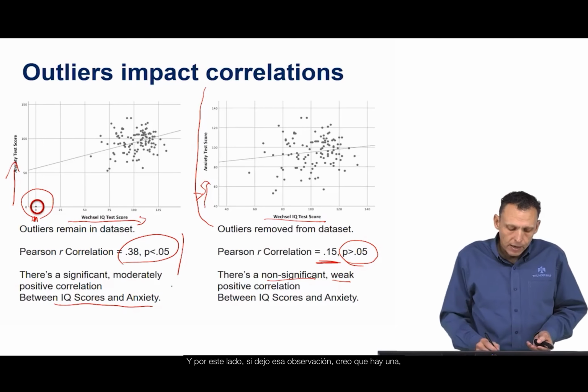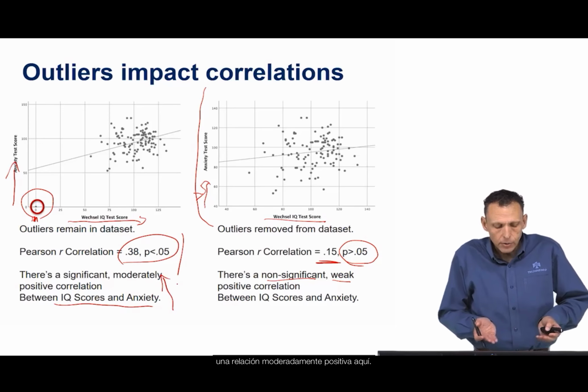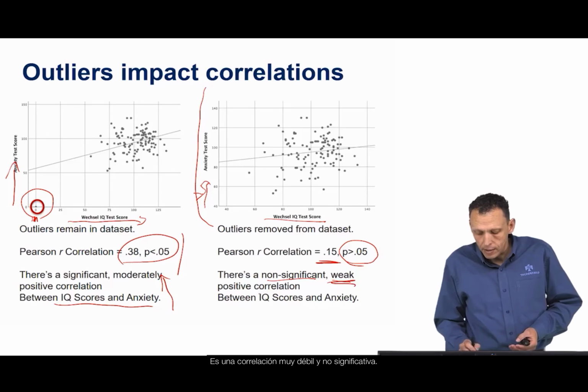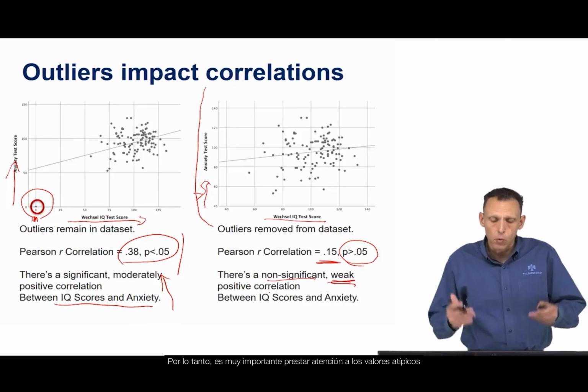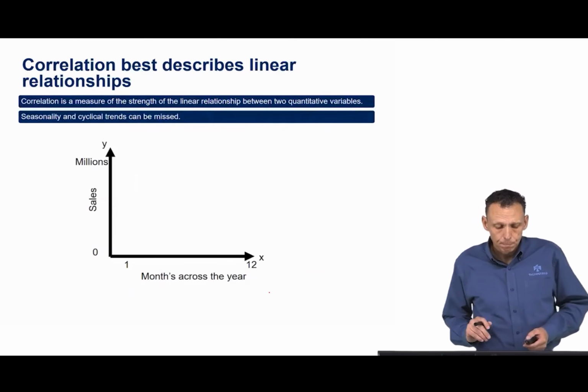And on this side, if I leave that observation in, I think that there's a moderately positive relationship. Over here, it's a very weak and non-significant correlation. So it's very important to pay attention to outliers, and scatter plots are one way that we can see that.